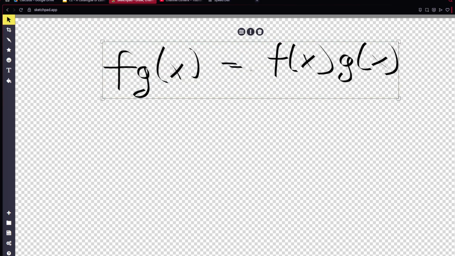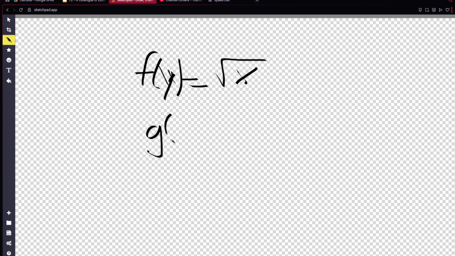Now, what did I mean there? So, what's an intersection function? Let's take f of x equals the square root of x, and g of x equals x squared. So the logic behind it is, let's say we add these functions.